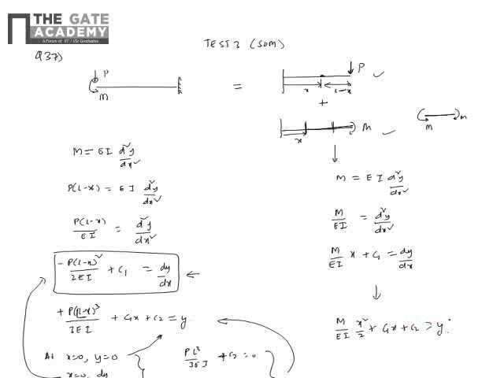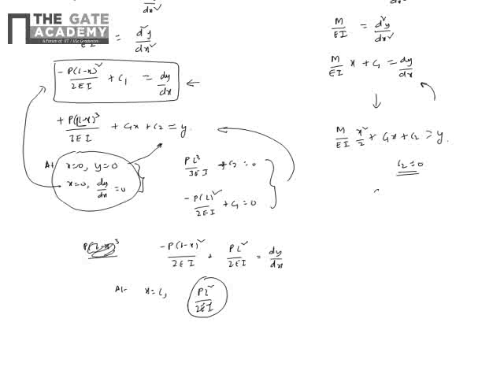Again the same set of boundary conditions. At x equal to 0, y is 0, so when x is 0, c2 is 0 because y is 0. And now when I substitute the second condition, when x is 0, dy by dx is 0, so I get c1 as 0. So finally, these two boundary conditions substituted in these two, I get c1 as 0. So the slope equation is dy by dx is M by EI x.